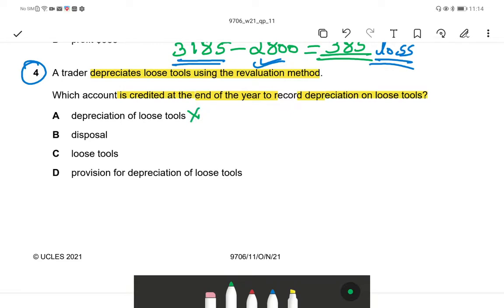Disposal account: loose tools will be debited in the disposal account. Then loose tools depreciation is credited with loose tools. C is the correct answer. Then provision for depreciation will be credited with income statement. Correct answer is C.